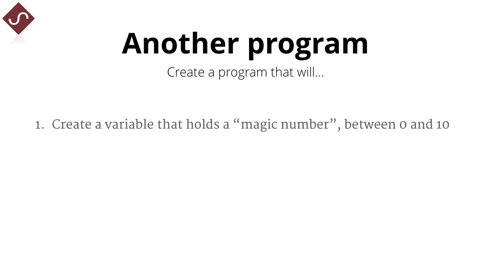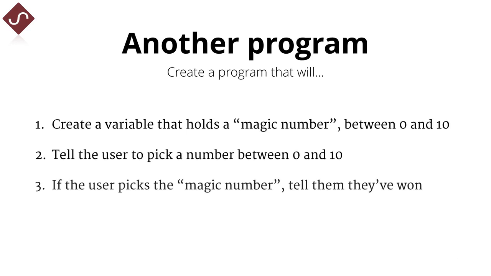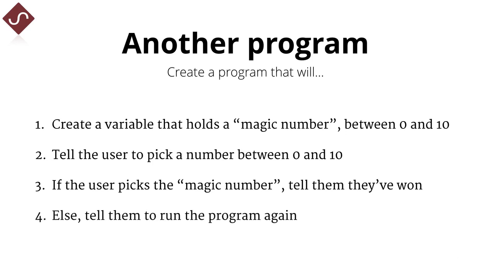So here's your challenge, your assignment. Create another program that will create a variable that holds a magic number between 0 and 10, or indeed any range that you want. Then tell the user to pick a number between 0 and 10, and if the user picks the right number, tell them they've won, and if not, tell them to run the program again. A fairly simple lottery-like program that nevertheless will use nearly all of the concepts that we've studied in this section.